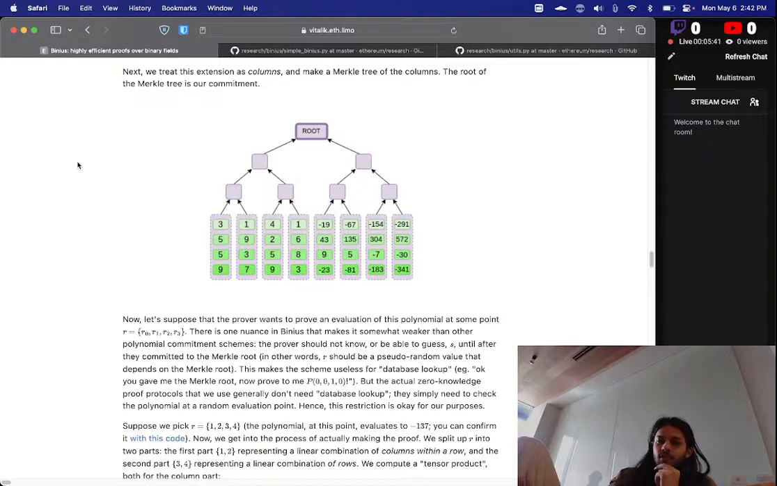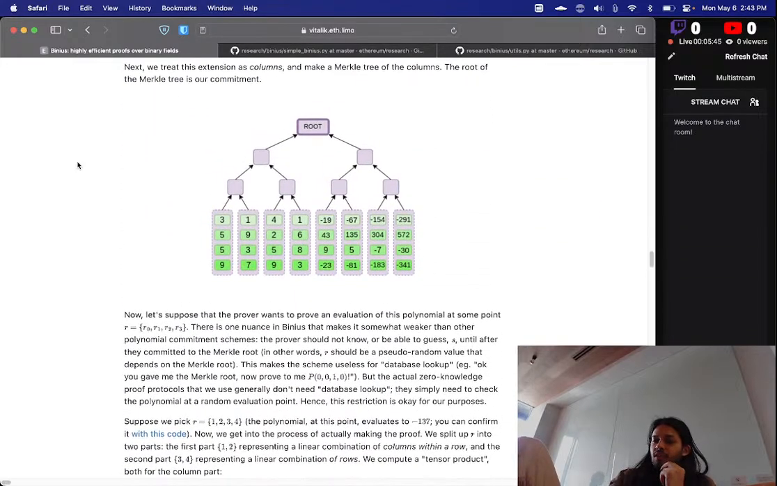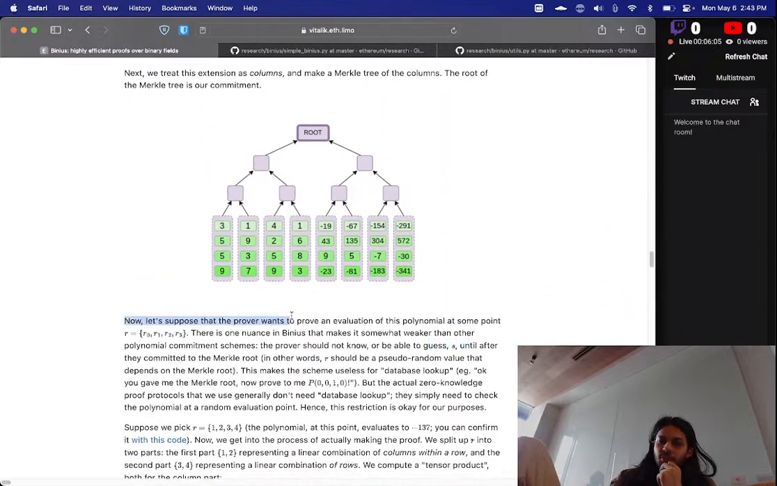Well, I'm confused. It says in the simple Binius that the prover should not be able to know or be able to guess S. That's supposed to say R, after they make the Merkle tree. The first time he shows a picture of a Merkle tree with a root, he says, now let's suppose the prover wants to prove this. And then on the third line it says the prover should not be able to guess S until after they committed to the Merkle root. That should say R, right?